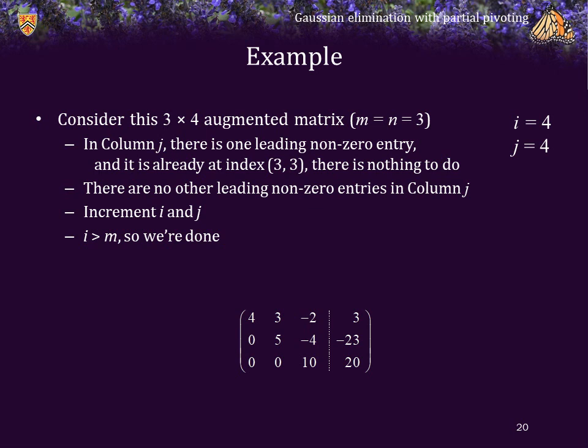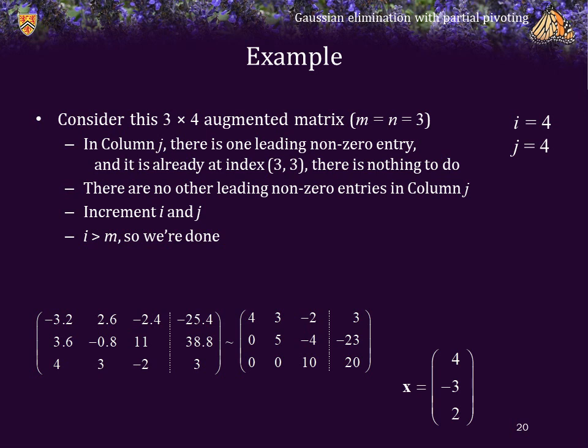Thus, the original matrix is row equivalent to this matrix, and as we can see here, the rank of the matrix is 3, which equals the rank of the augmented matrix, and both of those are equal to the number of unknowns, and therefore there is one unique solution. Performing backward substitution, we find that the solution to the row echelon matrix, which is equal to the solution of the original matrix, is the vector 4, negative 3, 2.